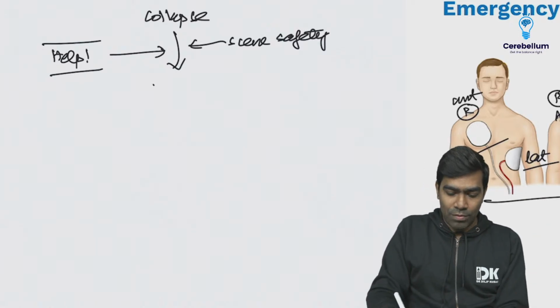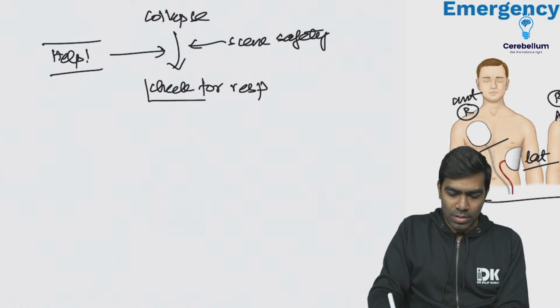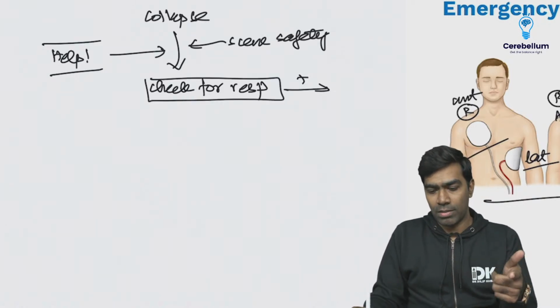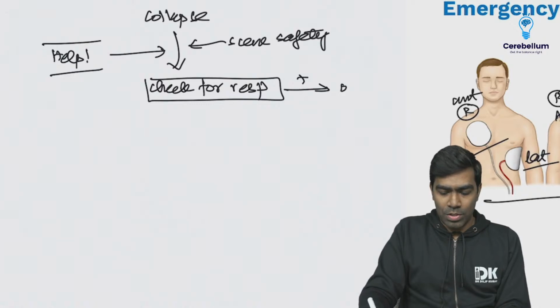Then check for responsiveness. Once you have done the basic checklist, like verifying the scene safety, check for responsiveness. If the patient is responding, no CPR, just observe and wait for the emergency crew to arrive, that's all.